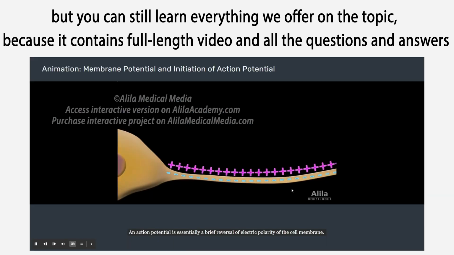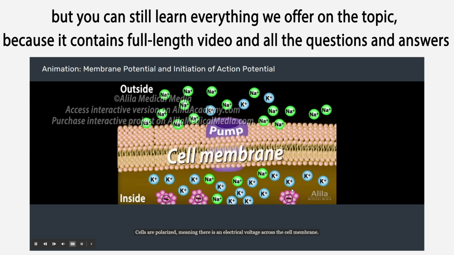An action potential is essentially a brief reversal of electric polarity of the cell membrane. Cells are polarized, meaning there is an electrical voltage across the cell membrane. In a resting neuron, the typical voltage, known as the resting membrane potential, is about -70 millivolts. The negative value means the cell is more negative on the inside.